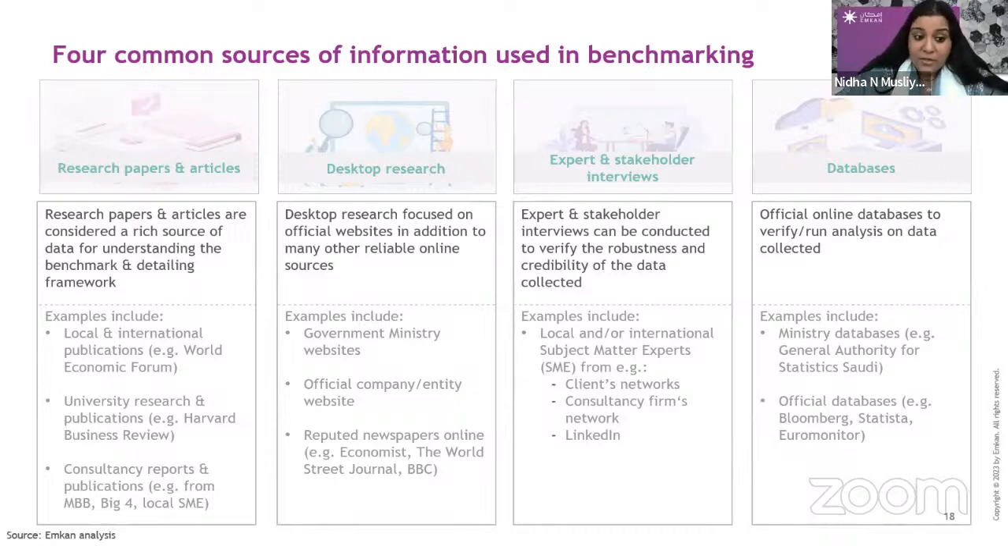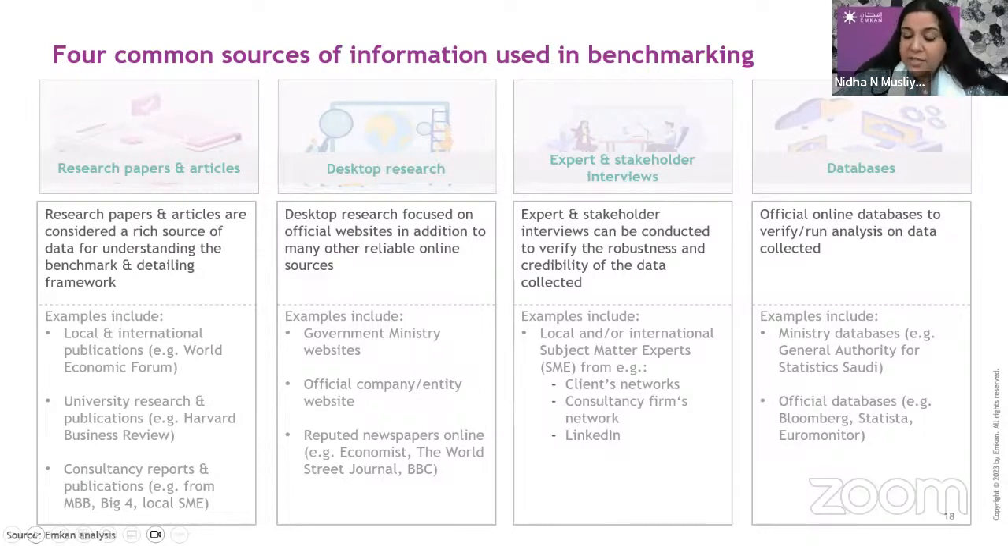From our peers, other organizations, other consultancies, houses such as MBBs, the Big Four, local SMEs, because they may have already done the exercise and have really valuable and rich data that they've already gathered, analyzed, and presented. So this is also a very good, rich source of data. In terms of desktop research, as you know, there are government ministry websites, information from the company or entity, and newspapers online. So very reputed, very prestigious sources of data, whether it be The Economist, Wall Street Journal, BBC. Again, it's about finding many other reliable online sources.